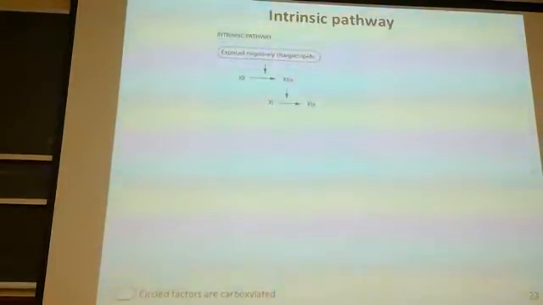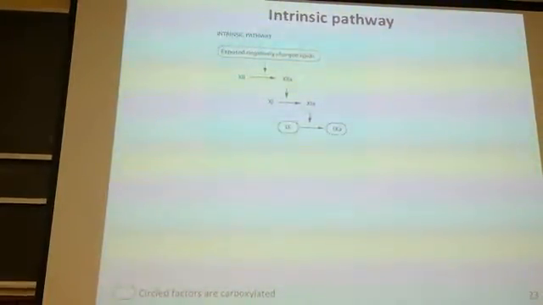So factor 12 is going to go on to cleave and activate factor 11. Factor 11 will go on to cleave and activate factor 9. And the factors that I've indicated with circles are the factors that are carboxylated. Okay, so these are going to require vitamin K, right, for activity. So factor 9, this carboxylated protein, is converted to 9A, which can then go on to convert factor 10 to factor 10A, the active form of factor 10, and this is also a carboxylated protein.